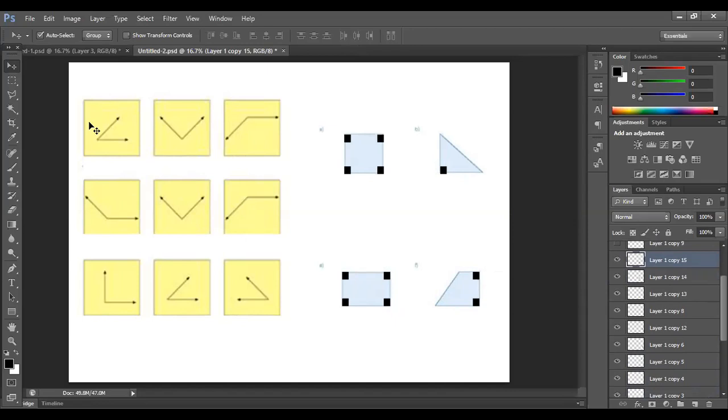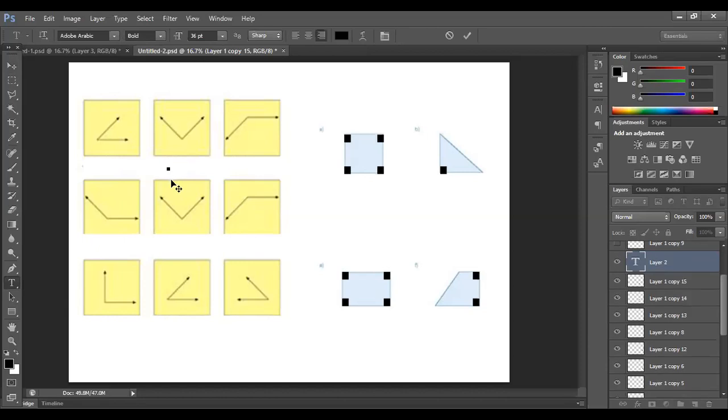Let's look at this one. Is this angle a right angle? No, it's not a right angle. It's smaller than a right angle because the two lines are closer to each other. What about this one? Is this a right angle? Yes, this angle is a right angle. What about this? Is this a right angle? No, it's greater than a right angle. The two lines are far away from each other.